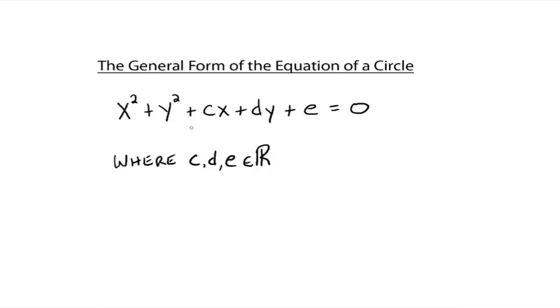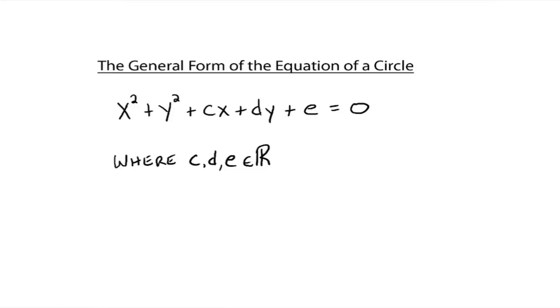And that's x squared plus y squared plus cx plus dy plus e equals 0. And c, d, and e are just real numbers. That's what this notation right down here is. C, d, and e are just elements of the real number system. So if our equation looks like this, we've got the equation of a circle. So make note, the coefficient of x squared and the coefficient of y squared are both 1.